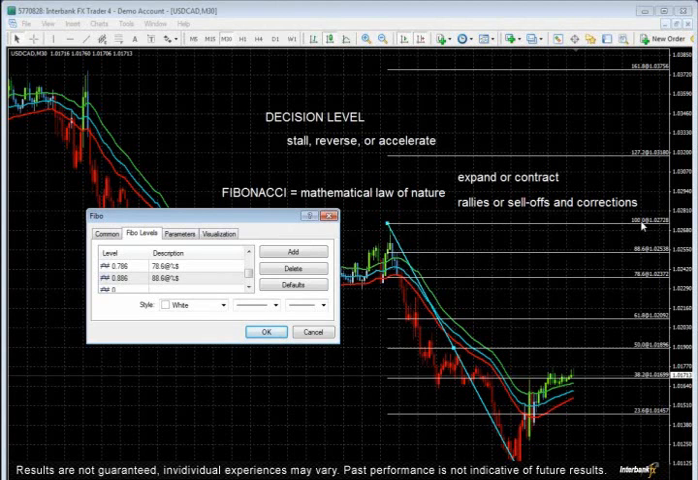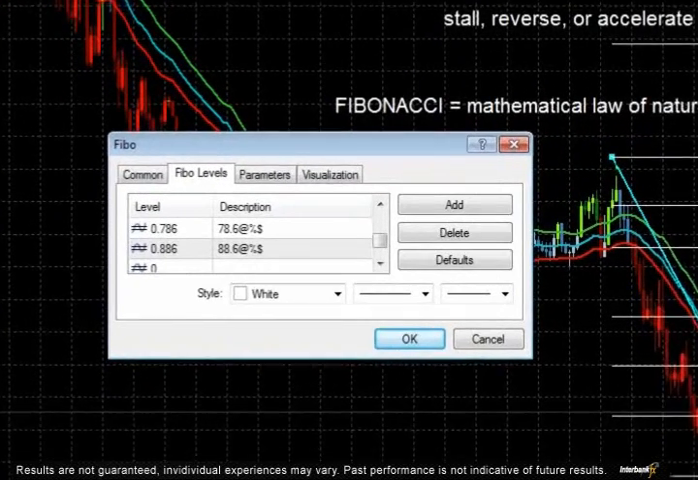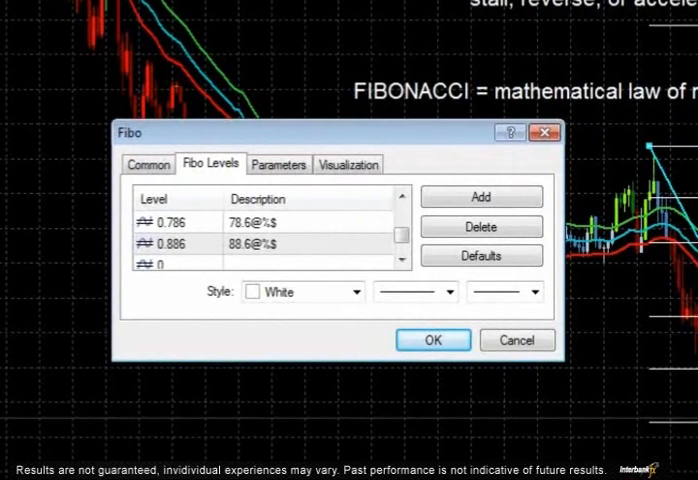Anything beyond 100% is an extension. So again, anything within the 100%, 0 to 100%, we're retracing that last move, whether it be a sell-off or a rally. Beyond the 100%, in this case above 100, these are extensions. So this would be 100% plus another 27.2. This would be 100% plus another 61.8% of this move. Okay, again, those are extensions.